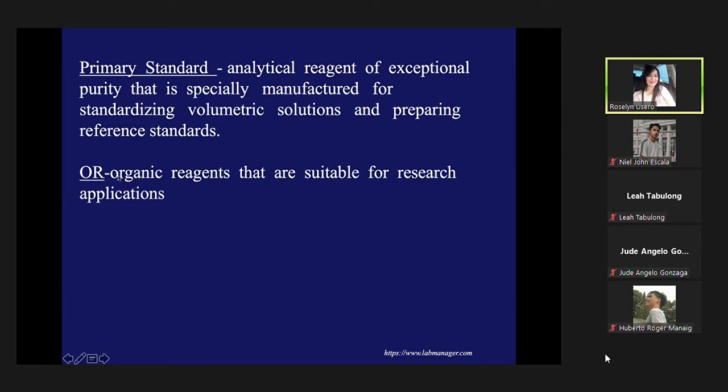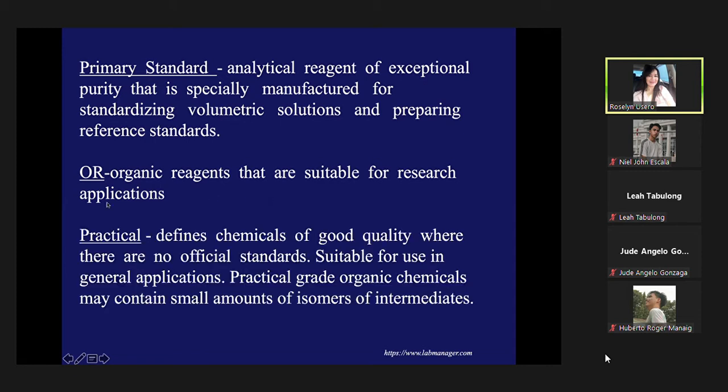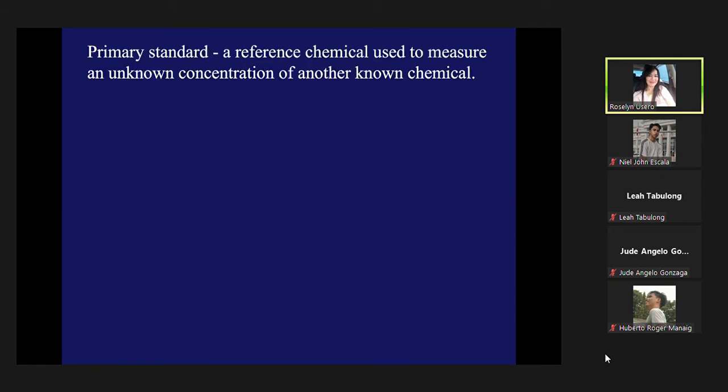Next, organic reagents, OR, are suitable for research applications. Then another one, practical, defines chemicals of good quality where there are no official standards. Okay, so practical grade organic chemicals may contain small amounts of isomers or intermediates. Okay, so now going back to primary standard. It is a reference chemical used to measure an unknown concentration of another chemical.